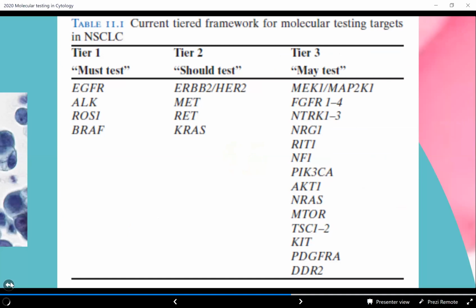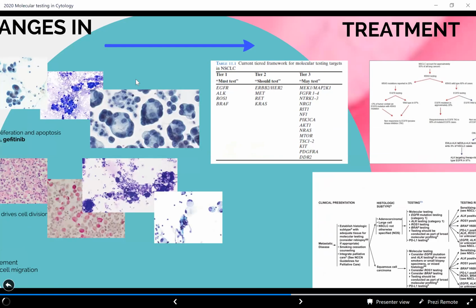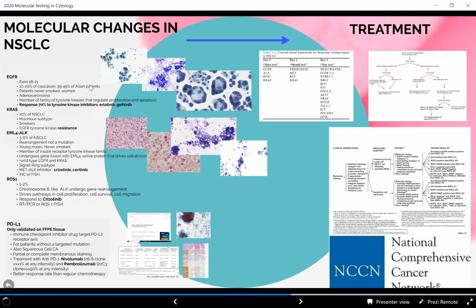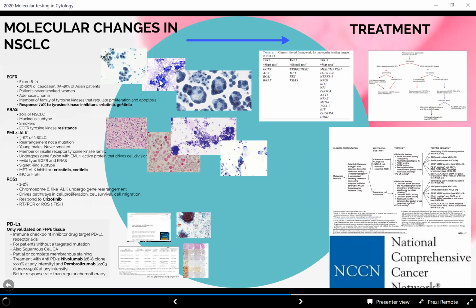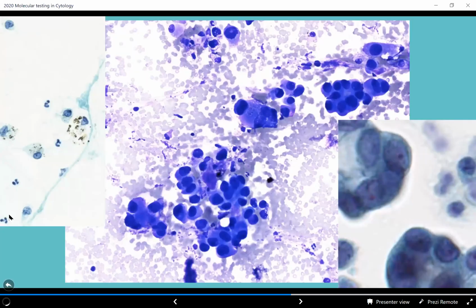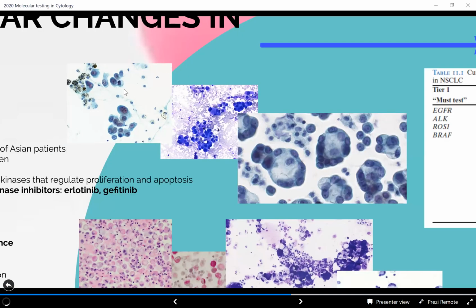Generally speaking, there are different characteristics that you might suspect while looking at a cytology sample. So the adenocarcinomas, for example, EGFR is commonly seen in Asian patients, patients that have never smoked maybe, and these ones have a 70% response to tyrosine kinase inhibitors. This is a really obvious example of what adenocarcinoma would look like if you're doing Diff-Quik: groups of cells with a large N/C ratio and occasionally vacuolated cytoplasm.